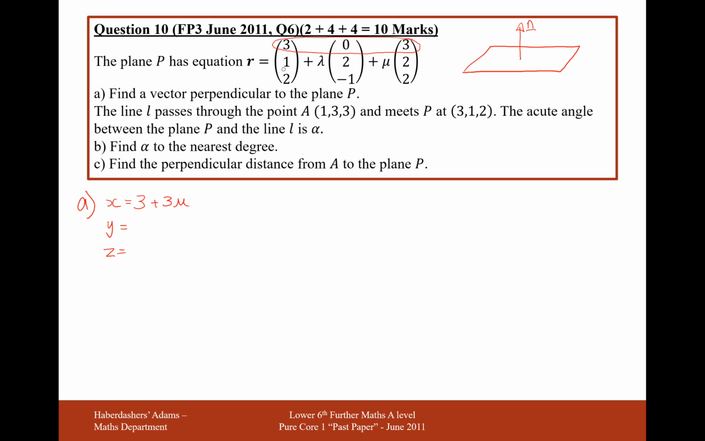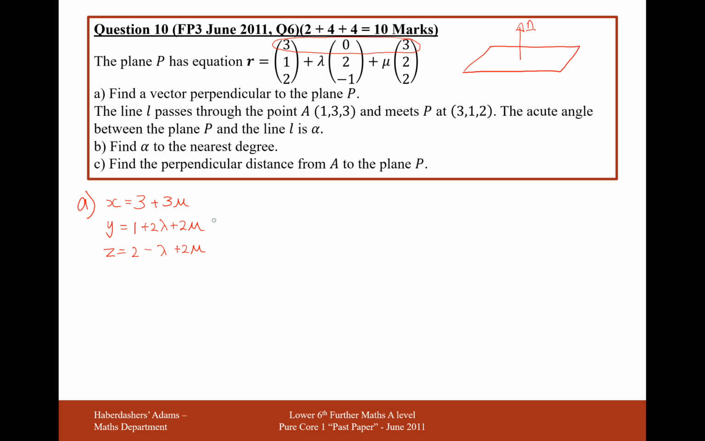And for the next part, we'll get y equals, using the middle cells on each of these vectors, 1 plus 2 lambda plus 2 mu. And for the third part, what we'll do here is we'll get the bottom cells for each of these vectors, so 2 minus lambda plus 2 mu.